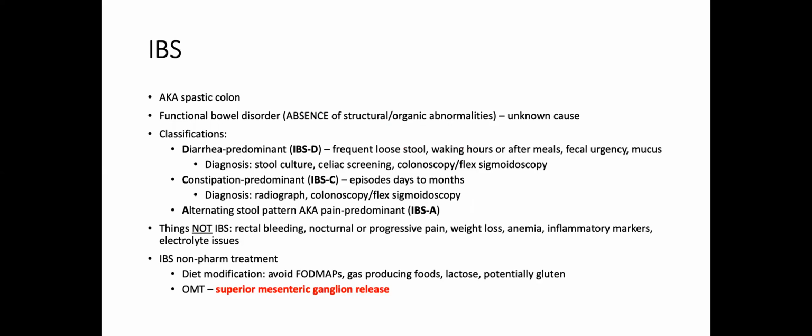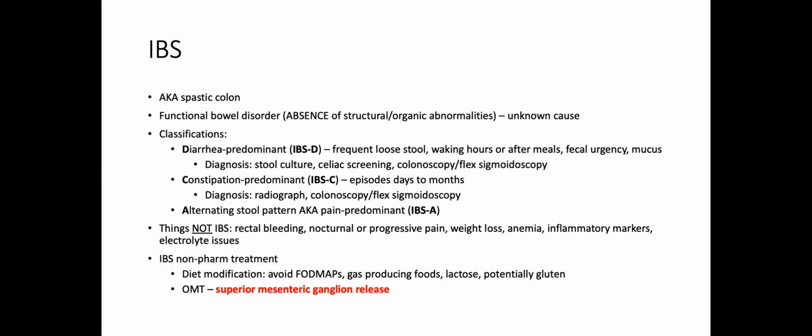Okay, so that was IBD, Crohn's disease, and ulcerative colitis. And now we're going to talk about irritable bowel syndrome. Irritable bowel syndrome, or the spastic colon, doesn't have a structural organic abnormality. It's really an unknown cause. You might see on TV they'll call it IBS-D, IBS-C, and IBS-A, where the letters at the end are diarrhea, constipation, or alternating patterns.